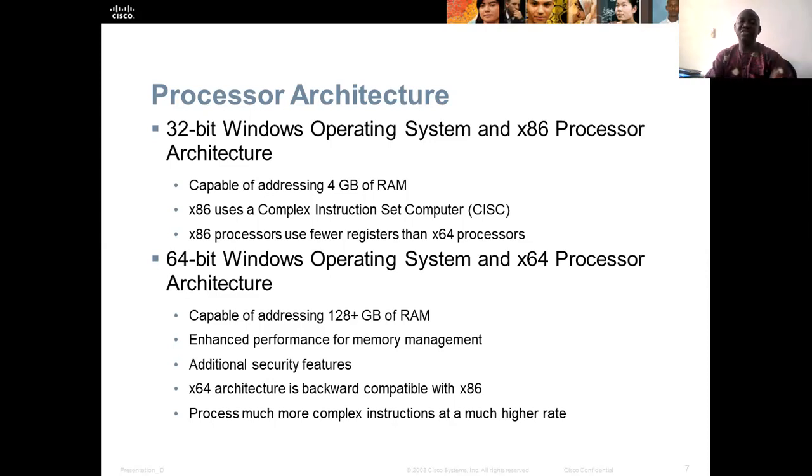So later we have 8286. Later we have 8386. Later we have 8486. And now we begin to drop the 80 when we begin to use 486, 586, and then 686 before those were dropped. So all those are 32-bit operating systems, and they later can support 64-bit. Now we have 32-bit Windows operating system and x86 processor architecture. They're capable of addressing 4 gigabytes of RAM.